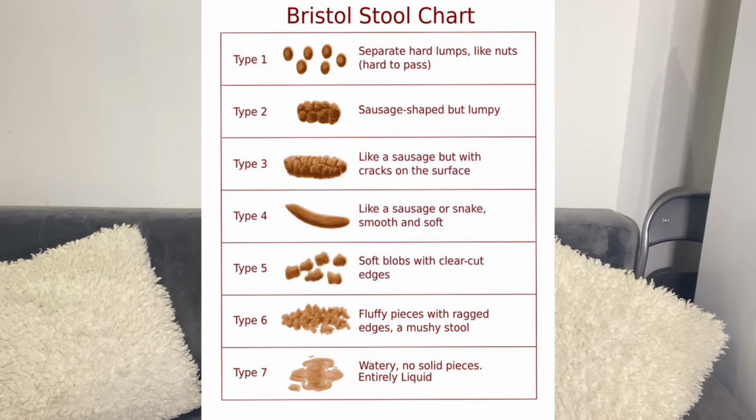That indicates diarrhea. So it means that from type 1 going down to 7, your stool is becoming softer until it becomes watery. So type 1 will indicate extreme constipation, and going up to 7, it means you are moving towards diarrhea or watery stool. So that is how the Bristol Stool chart works.